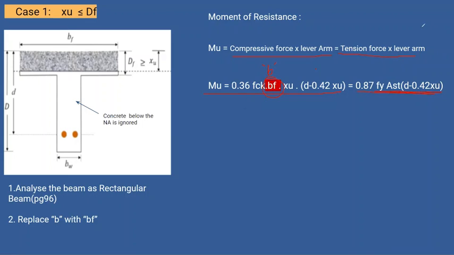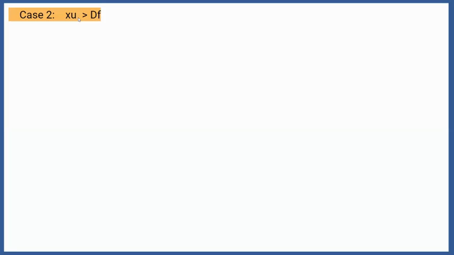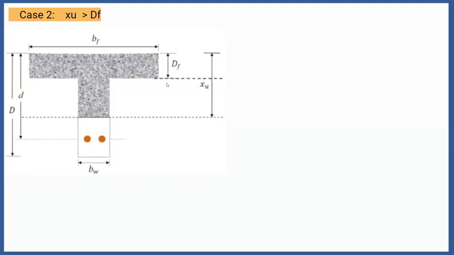ठीक है, so this is one case. Let's see the second case. Second case, XU is greater than DF, मतलब ये फ्लैंज एरिया के बाहर लाई करेंगे. ठीक है, if it is so, it will be something of this kind. Okay, let's see what happens here.